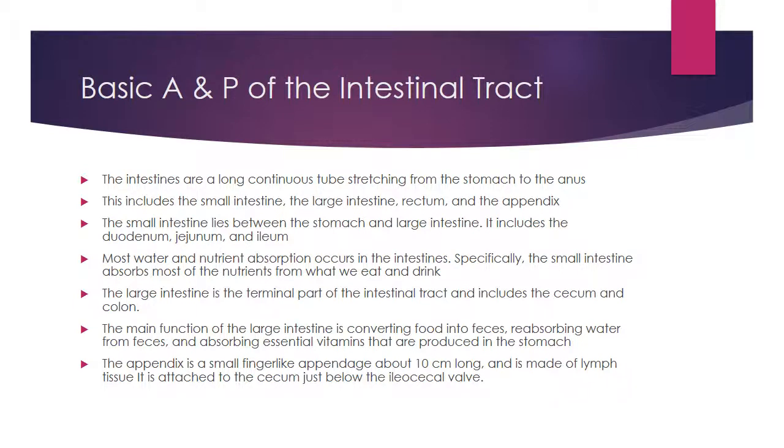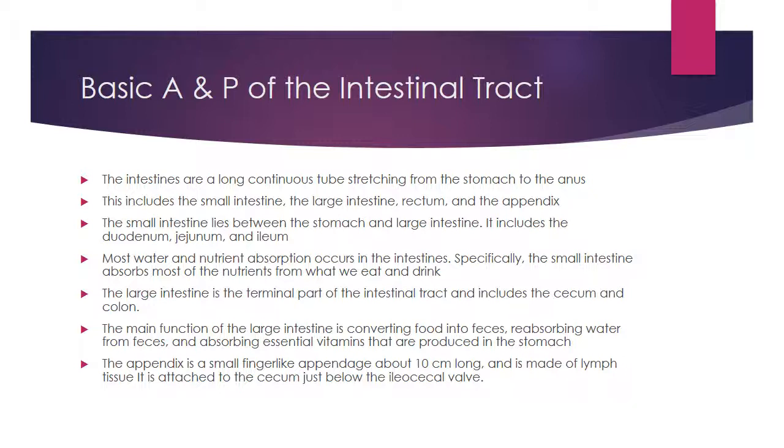Okay, so we're just going to start out with some basic anatomy of the intestinal tract. The intestines are a long, continuous tube stretching from the stomach to the anus. And that includes the small intestine, large intestine, rectum, and the appendix. The small intestines lie between the stomach and the large intestine, and that includes the duodenum, jejunum, and ileum.